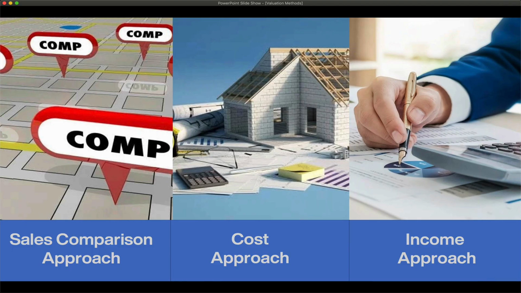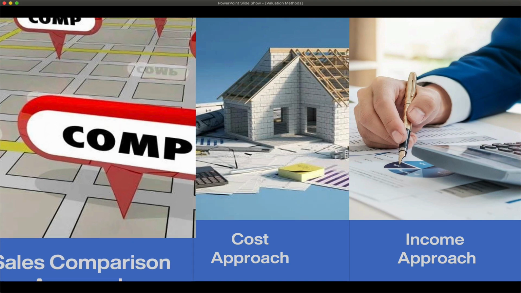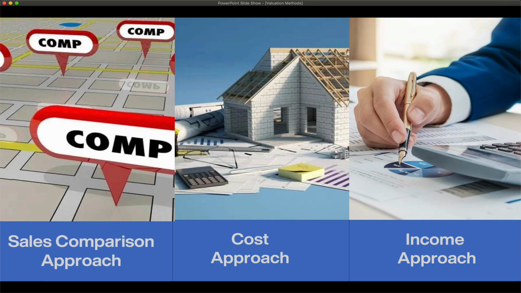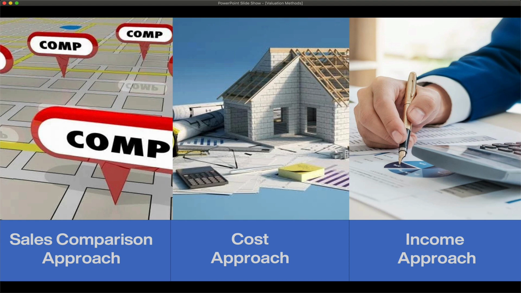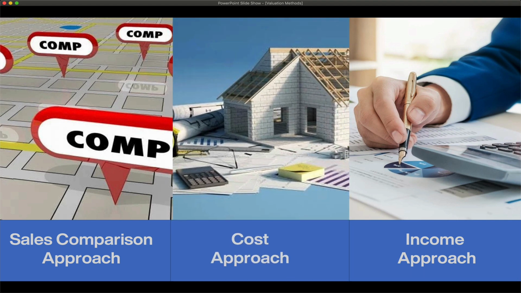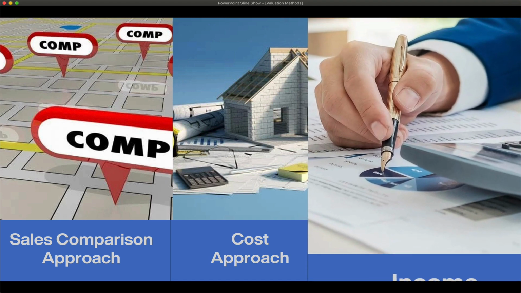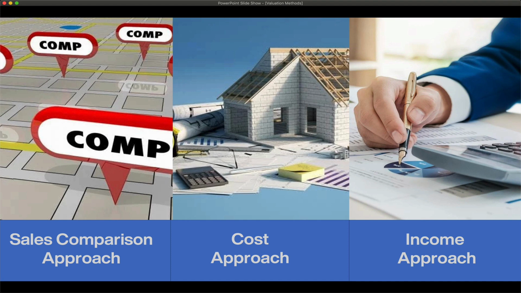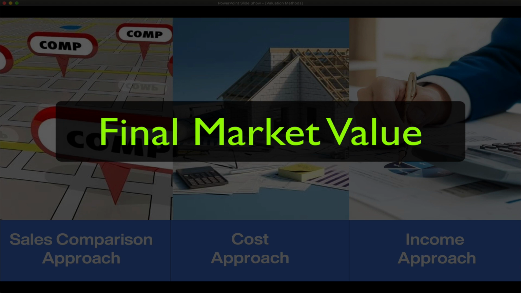So those are the three approaches used by appraisers to determine the value of a property. The sales comparison approach, when an appraiser uses the adjusted values of comparable properties to estimate the value of a subject property. The cost approach, where the appraiser finds the depreciated cost of the structure and adds back in the value of the land. And the income approach, when an appraiser determines value based on the potential income that a property may produce. The appraiser now has three values from all three methods, and they will reconcile that data to form their opinion as to an exact market value for the property.